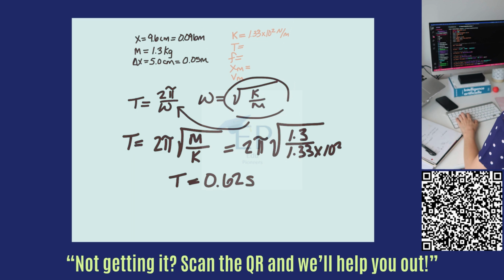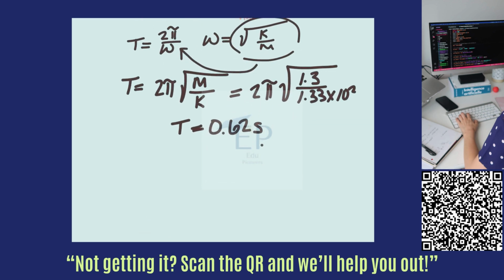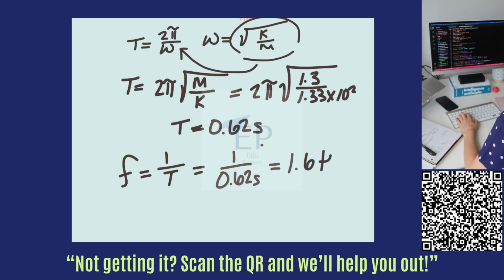0.62 seconds. We're then asked to find our frequency, which is easy because we can just use the equation: frequency is 1 divided by the period. So we have 1 divided by 0.62 seconds, and we get that the frequency is 1.6 hertz.